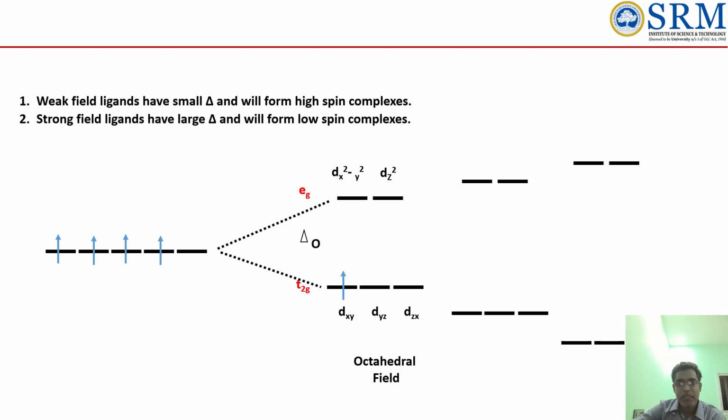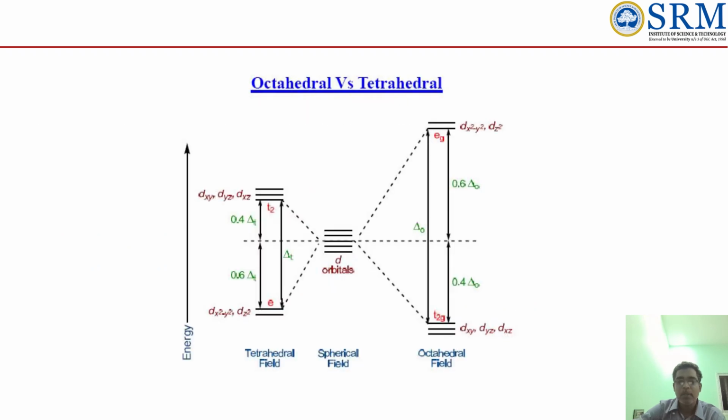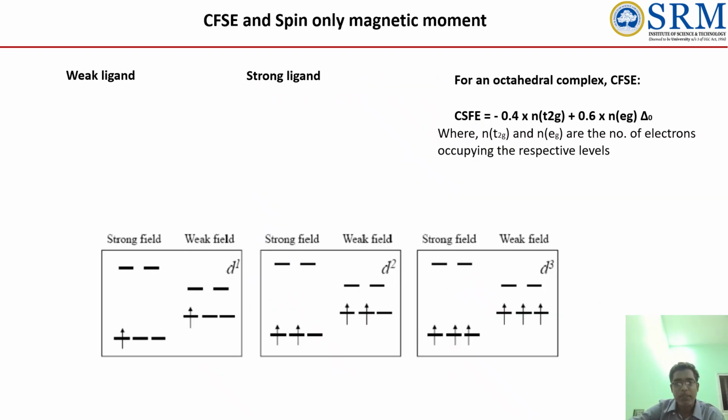So as I said, this is a d4 system. The third electron, the fourth electron, in the case of weak field ligand, it just occupies up, so it forms four unpaired electrons. Whereas in the case of stronger ligand, you see the pairing of electrons. This is a very standard representation of octahedral complex splitting, but we will come to that point a bit later because it has a comparison between octahedral and tetrahedral complexes.